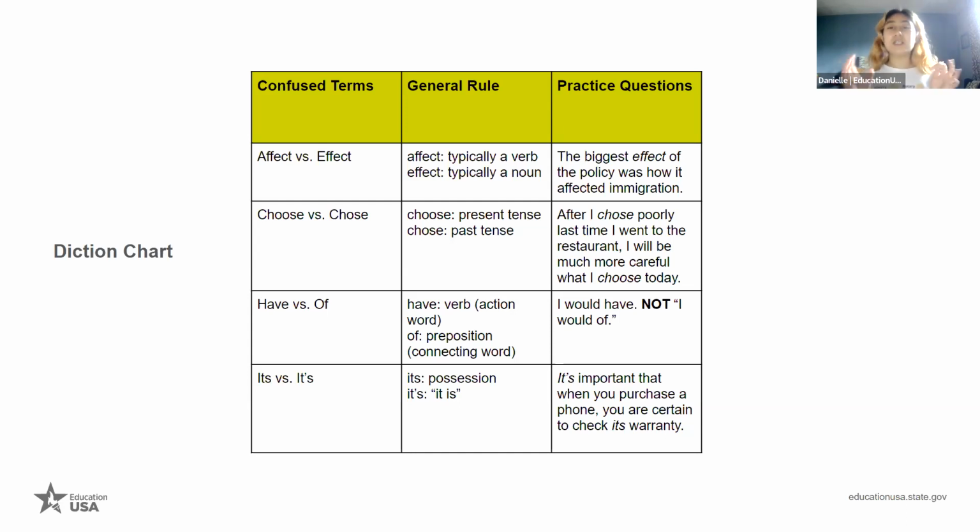So how do we say this? Okay, I have an example sentence here of both words being used in the same sentence. The biggest effect of the policy was how it affected immigration. Okay, so the only difference obviously is that first letter in both of these words, but effect is implying the thing that happens. Affected is the verb that we were talking about, immigration is being affected.